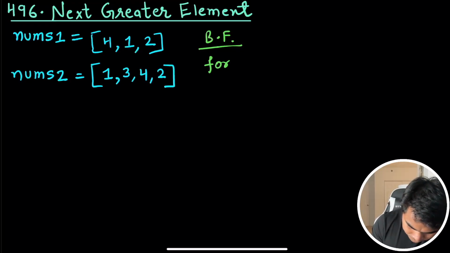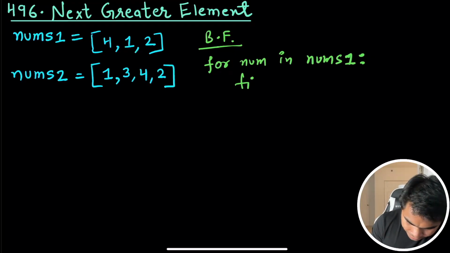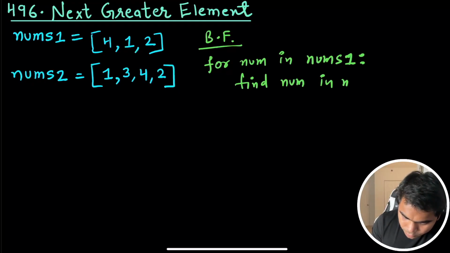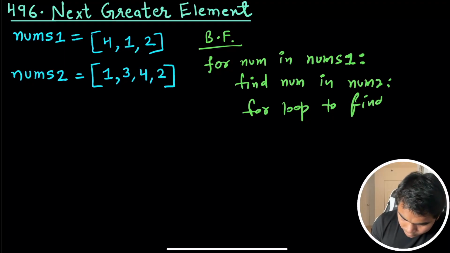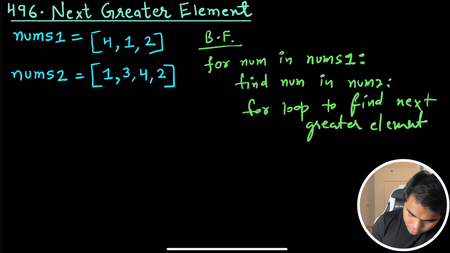Use a for loop: for num in nums1, find that num in nums2, and then use another for loop to find the next greater element, and add it to the result array. All right, so that is it.